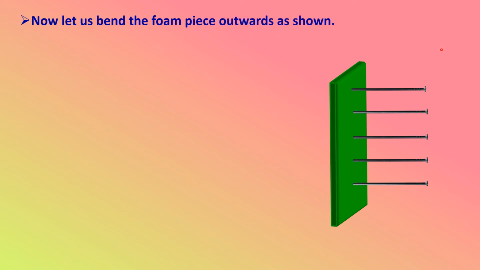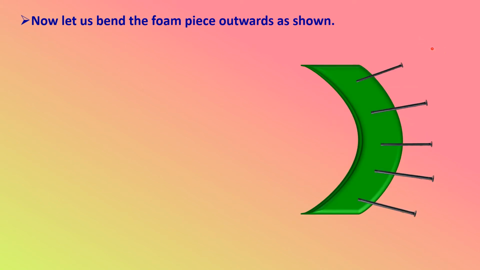Now let us bend the foam piece outwards like this. Let us bend the foam piece outwards as shown. See here, I am going to bend this foam piece outwards like this. I am not replacing the pins. The pins are as they are only. So the pins again represent normals only. So what happens to the pins now?